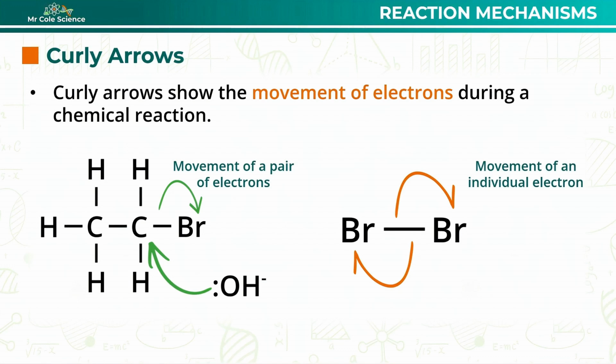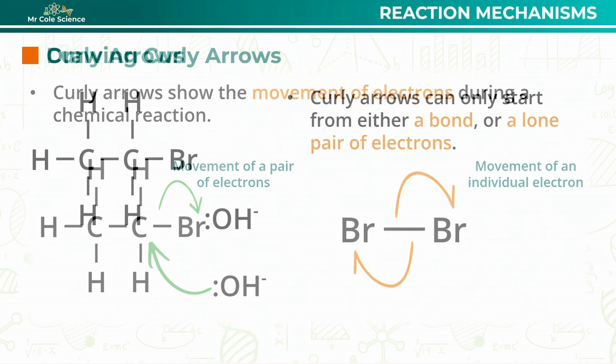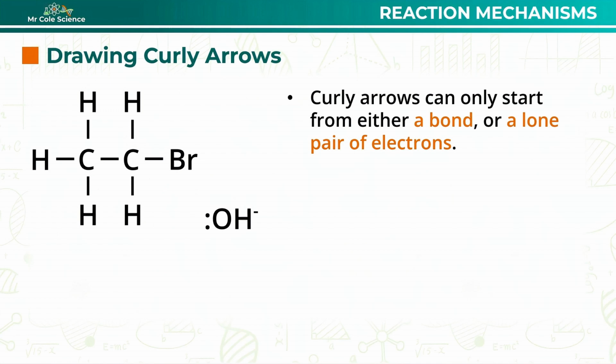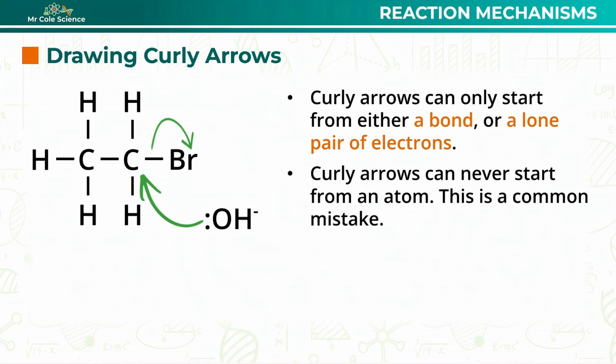In fact, where the arrows start and end is really important. There are only 2 places that a curly arrow can start from, and we'll use this example to show them both. Curly arrows can only start from either a bond, as is shown here, or from a lone pair of electrons, like here. Crucially, arrows can never ever start from an atom, and this is a common mistake that many students make when drawing reaction mechanisms.